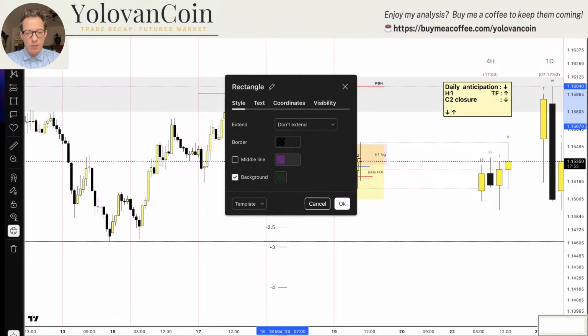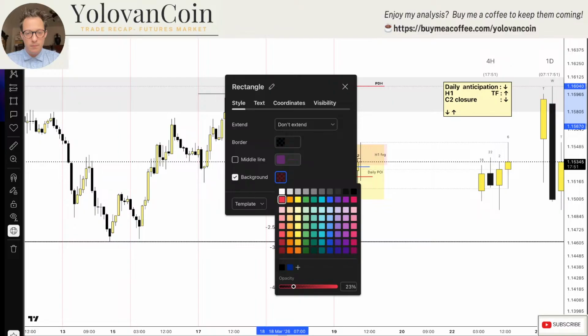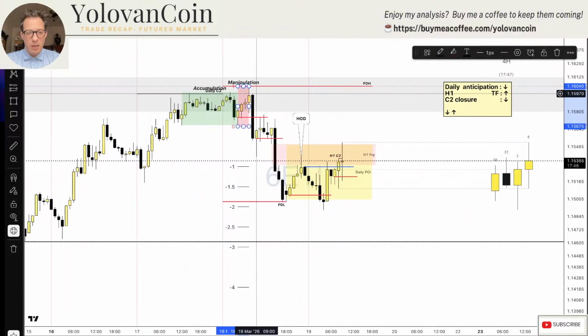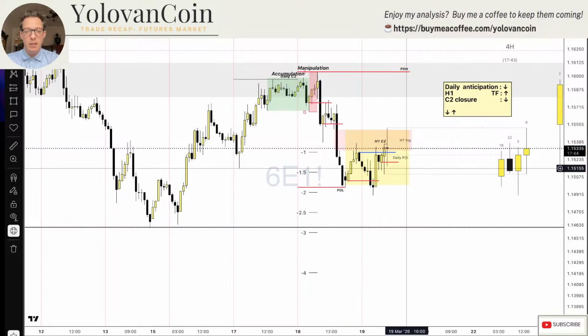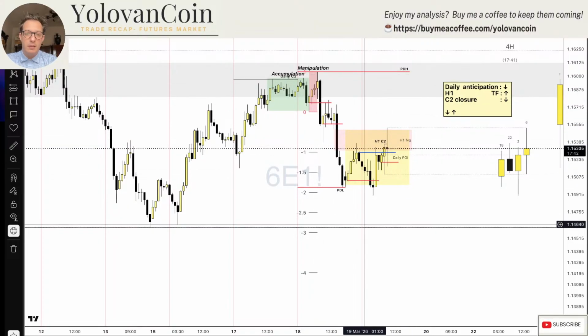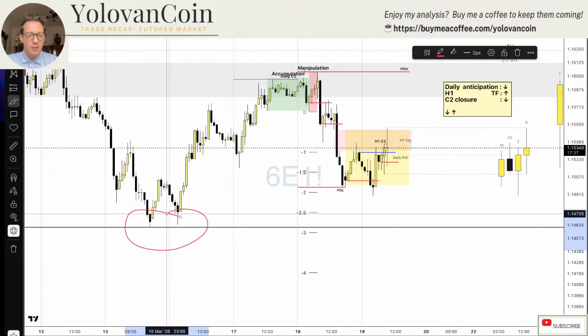and let me just mark it with the red. This is a manipulation, and this one currently is a distribution. Okay, the high of the day is not valid anymore, so this is a distribution, and I want to see the price to come to take out these lows.